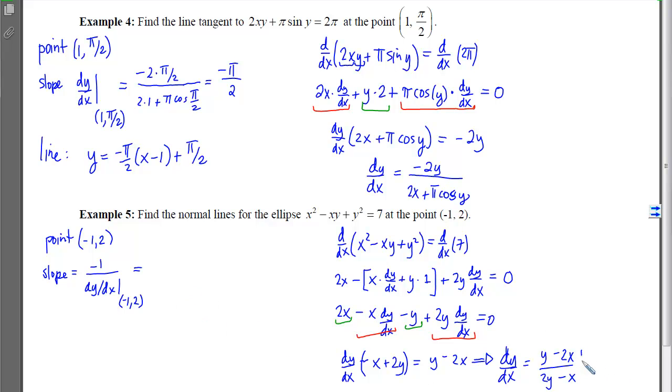So if I evaluate that now at the point negative 1, 2, I will have a 2 minus a 2 times a negative 1. That's plus a 2. And on the bottom, I'll have a 2 times a 2, which is a 4, minus a negative 1 is plus a 1. So that gives me 4/5. The opposite reciprocal of that is negative 5/4. Now that I have the point and I have the normal slope, I can write the equation for the normal line, which is y equals negative 5/4 times x minus that negative 1 plus a 2.